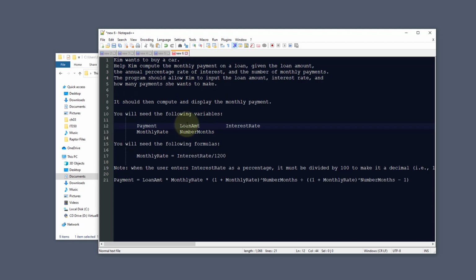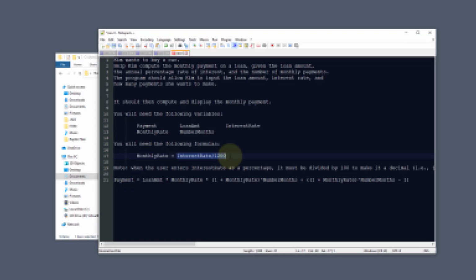So this one's a difficult one to wrap your head around at first, but if you just break it down into pieces, we just have to look at our word problem here and say that we need a payment, we need a loan amount, we need an interest rate, we need a monthly rate, and we need the number of months. And it gives us our formulas here. Our monthly rate is equal to our interest rate divided by 1,200.